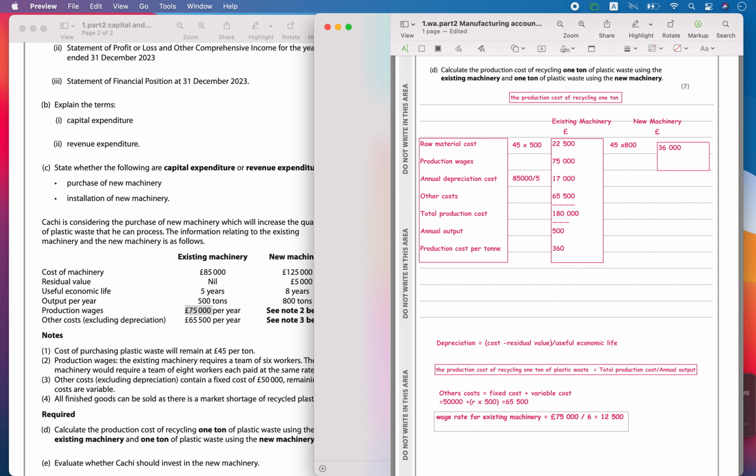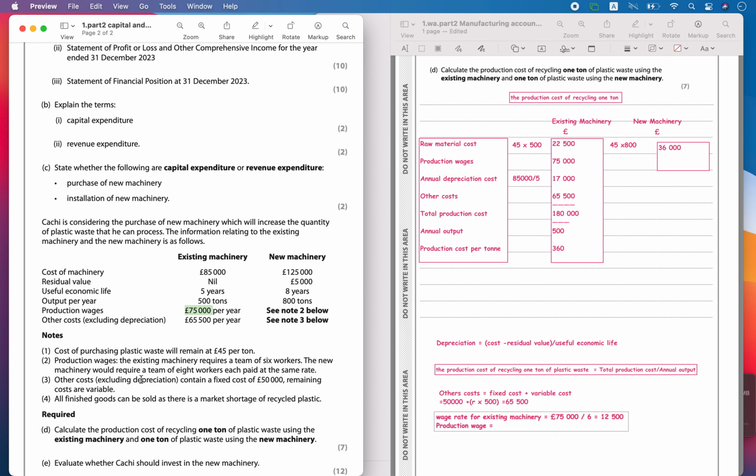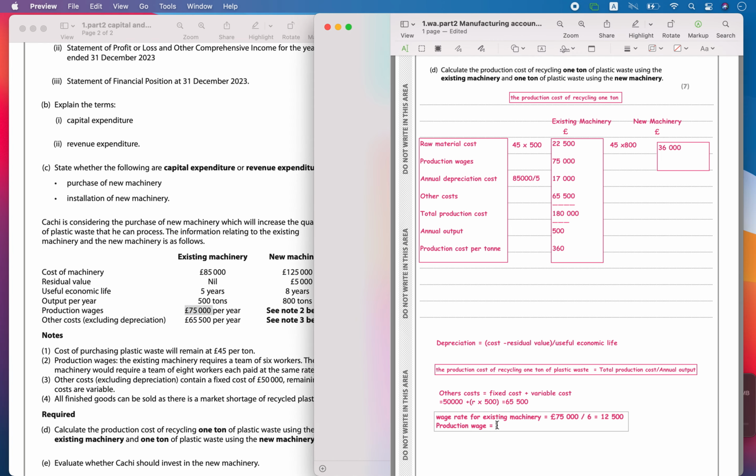Now, what is the production wage for the new machinery? The total production wage for 8 people. He says that he needs a team of 8 workers, so 8 times 12,500, that's going to be equal to 100,000. So that's the production wage we have to pay. So let's write that.